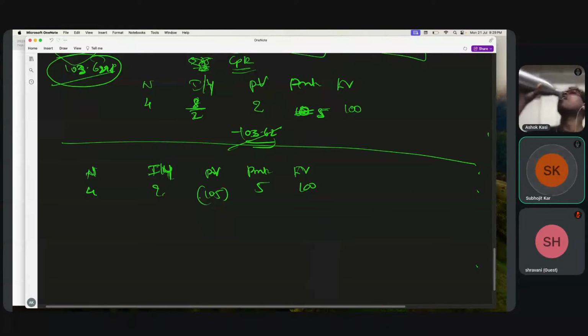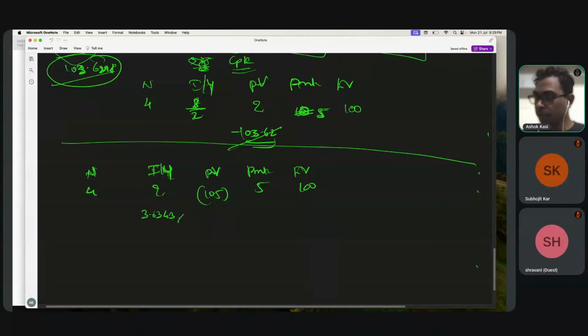3.6343. Now multiply by 2 because it is semi-annual, so we have to make it annual. 7.2687. This is the interest rate.